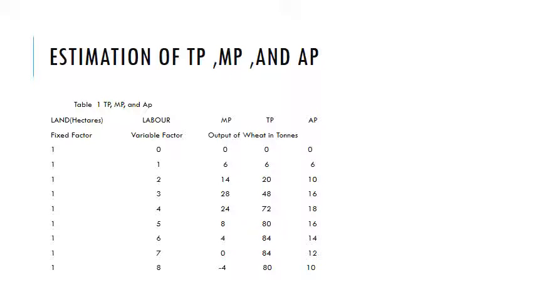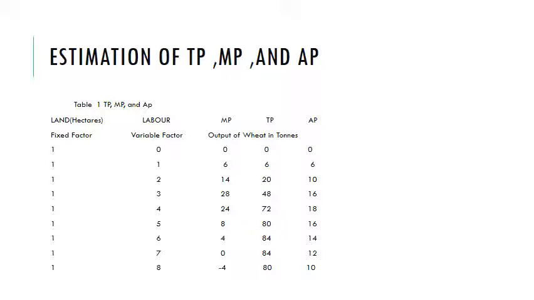So when we increase the amount of labor, total production also increases. Say at the second unit of labor, total production becomes 20 tons of wheat. Then when the third labor is employed, total production is 48 tons. Then with the fourth labor, 72 tons, and in this way it goes on increasing: 80, 84, again 84 and 80 tons of wheat at the 8th unit of labor.